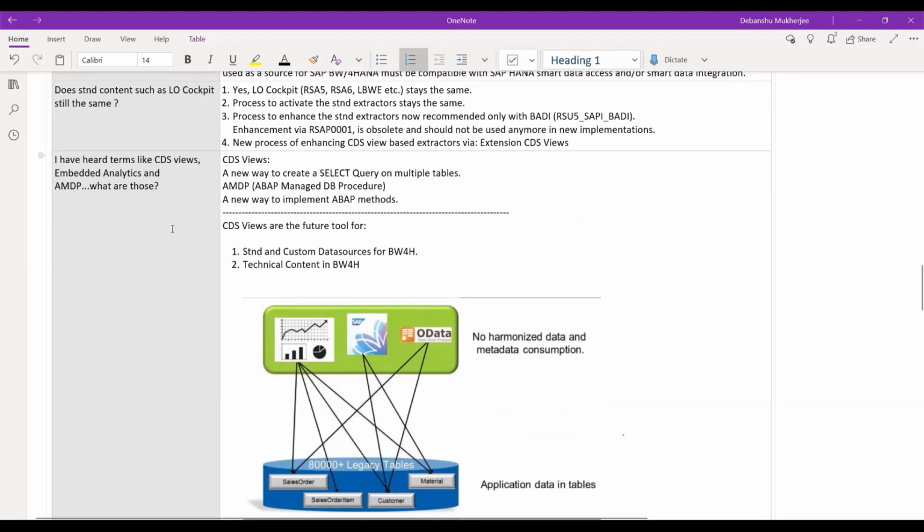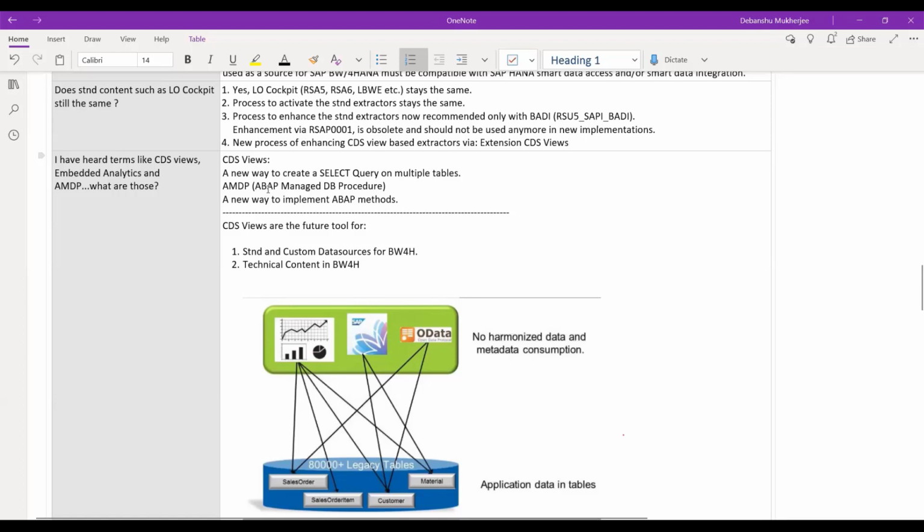Okay. So terms like CDS views, embedded analytics, AMDP, right? We all have heard these terms in blogs, in LinkedIn, in the video tutorials. But what exactly are those, and are they relevant for BW? The answer is yes, they are relevant for BW. How? We'll quickly see.